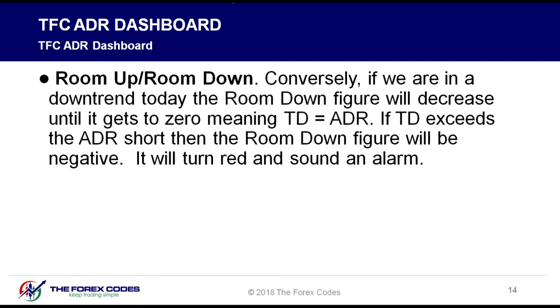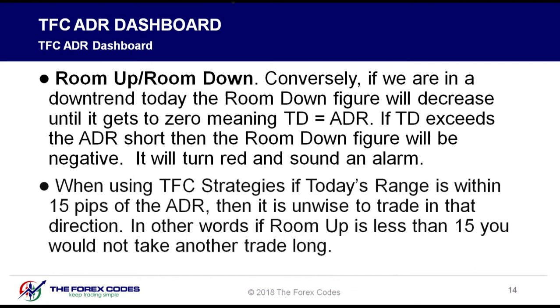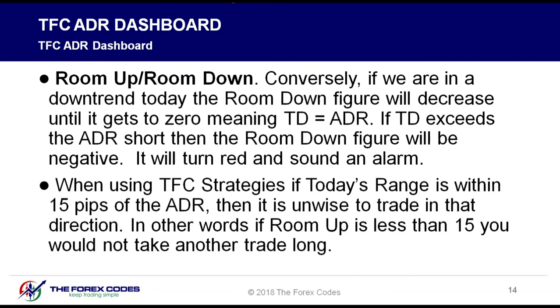So if today's range exceeds the ADR short, then the room down figure will be negative. It'll turn red and sound an alarm. So for example, if the average daily range is 100 and this currency pair falls 100, in other words TD equals ADR, if it goes another pip short, the room down figure will be -1.